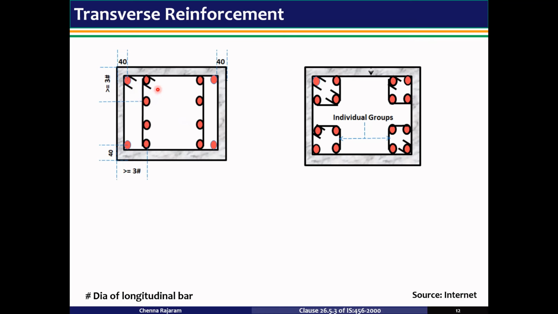If the longitudinal bars of a column are placed in more than one row, then the transverse reinforcement is provided with the above criteria, and the inner row longitudinal bars are spaced not more than 3 times the diameter of the largest bar of the inner row from the nearest compression face. So this is the nearest compression face.